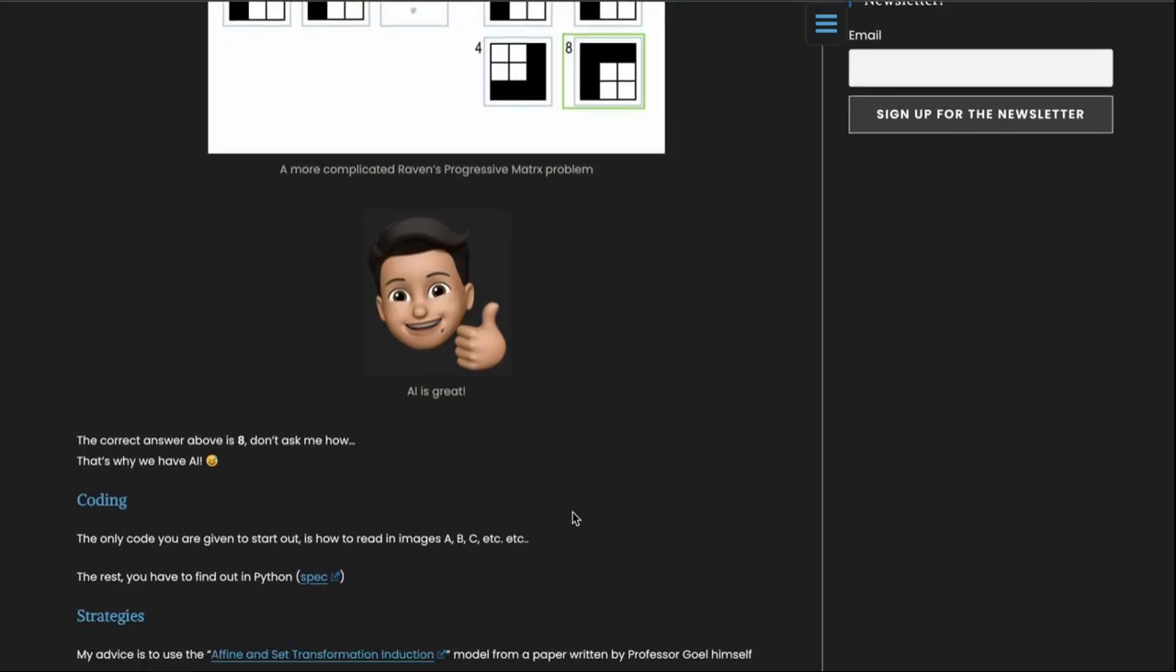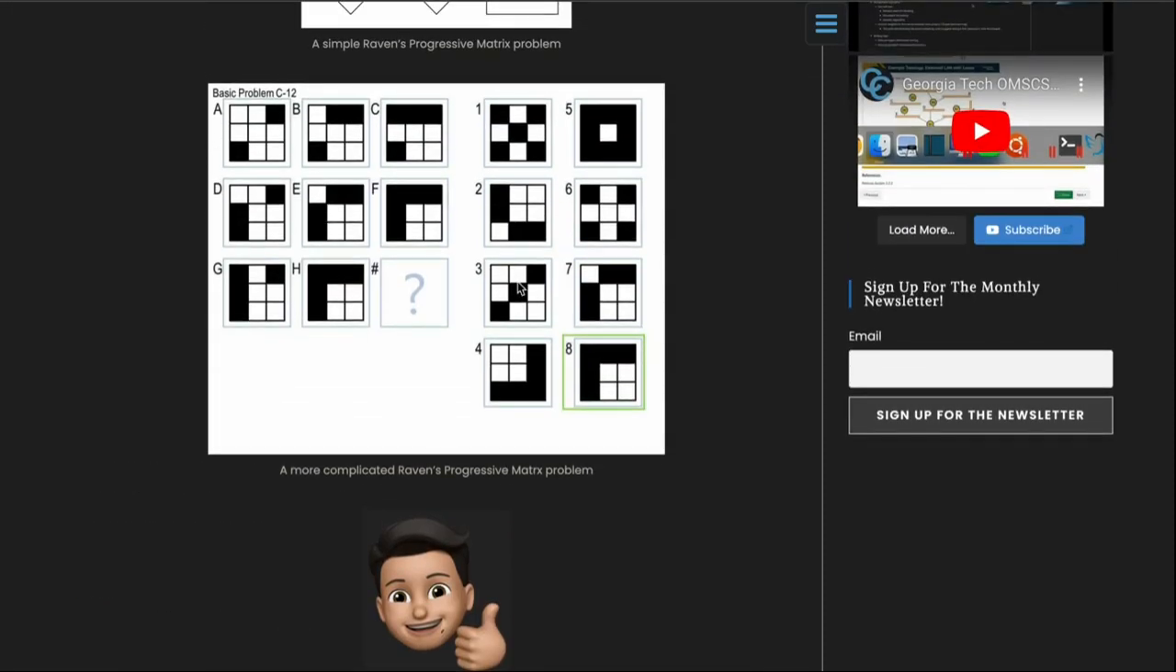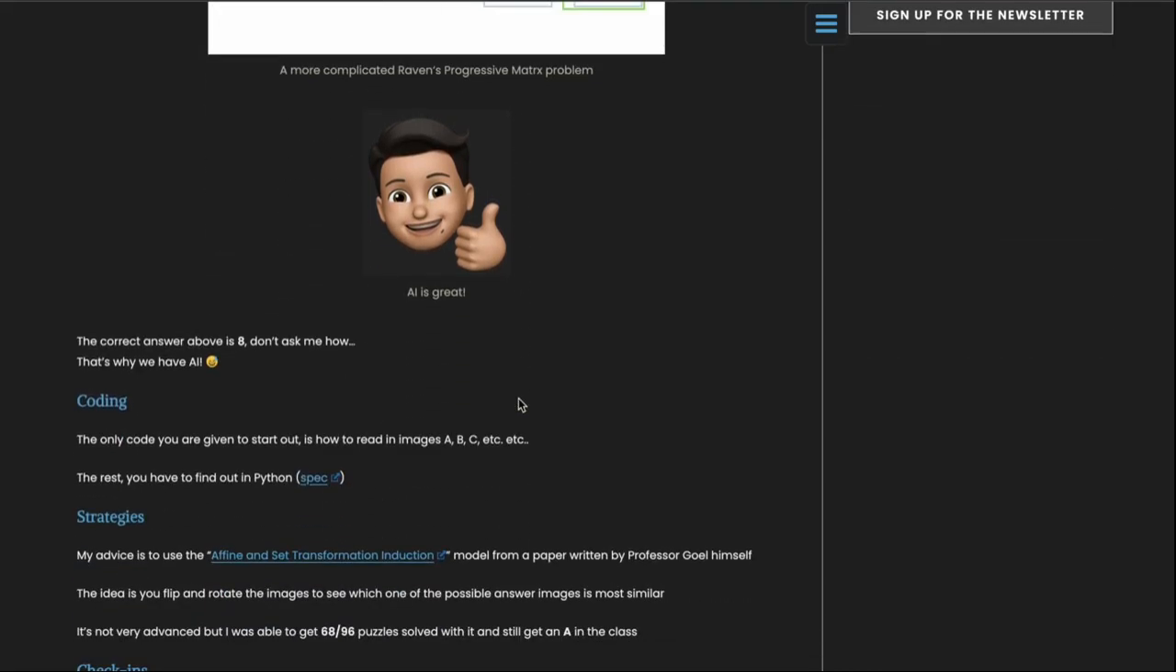Coding. So for this project, you're going to do a lot of coding. It's nice, though, that it's spread out over the entire semester. You start out with a package that basically just reads in each image, and it also reads in the possible answer images, and that's about it. The rest you have to come up with.